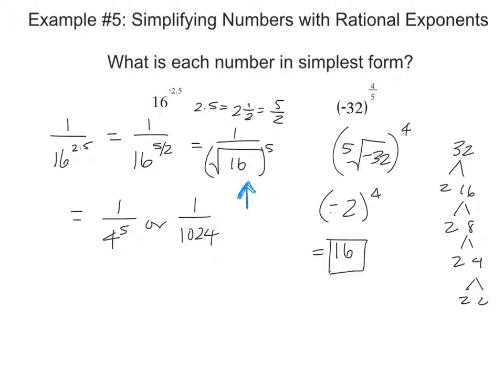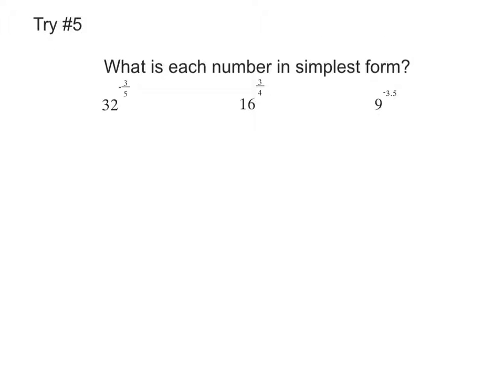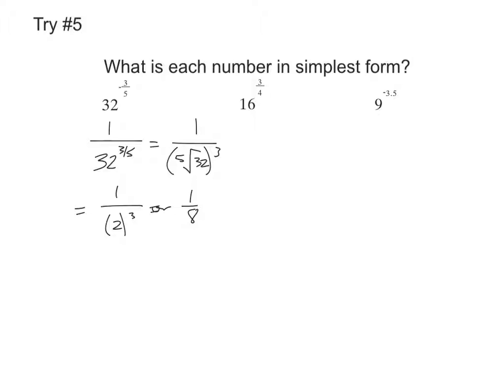Let's go ahead and look at our try. All right, so it says, what is each number in simplest form? So we have 32 to the negative 3/5. Remember, in order, we need to change that negative power to a positive, so it's really going to be 1 over 32 to the 3/5. And so then that becomes 1 over the 5th root of 32 and then raised to the 3rd power. So this is going to be the 5th root of 32 again is 2, and then 2 cubed is 8. So I can say 1 over 2 cubed, or I can say 1/8.